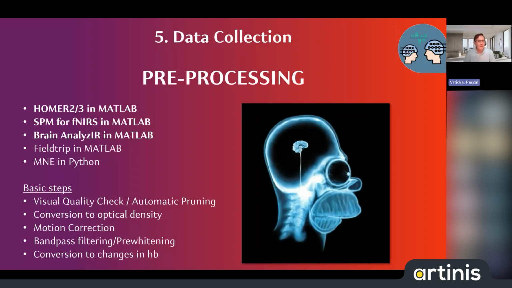And so the basic steps that we recommend are, first, a data quality check, and I will show you various means of doing that. Then we have to convert the data to optical density. We have to do a motion correction, or physiological artifact removal. Then we usually do some bandpass filtering to also get rid of more physiological noise, and then we convert to changes in oxygenated and deoxygenated hemoglobin, and then we do the wavelet transform coherence analysis.